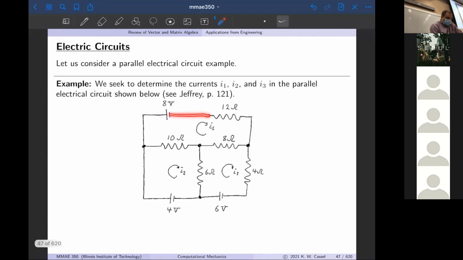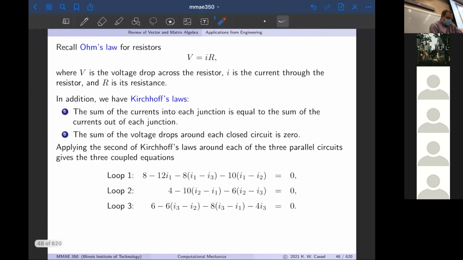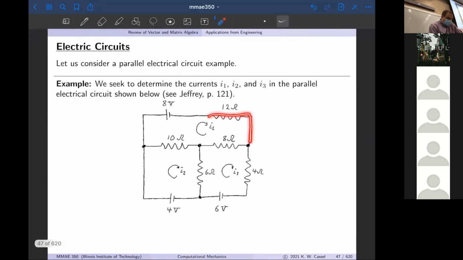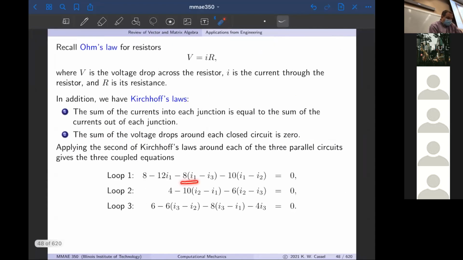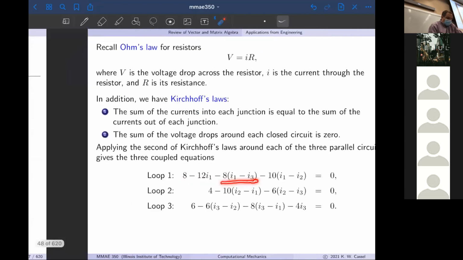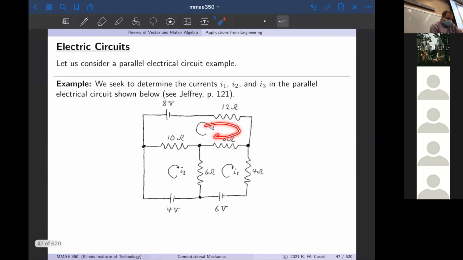Then I continue on, and then I have a 12-ohm resistor. So that's -12 times I1. Again, current times resistance. Then I continue around, and I have an 8-ohm resistor. So -8 times, now this is I1 minus I3, because I have I1 going through here, and I also have I3 going through here. And they're in opposite directions, so I have to remember to get the signs right. Again, don't worry about those details. That's not the point here.